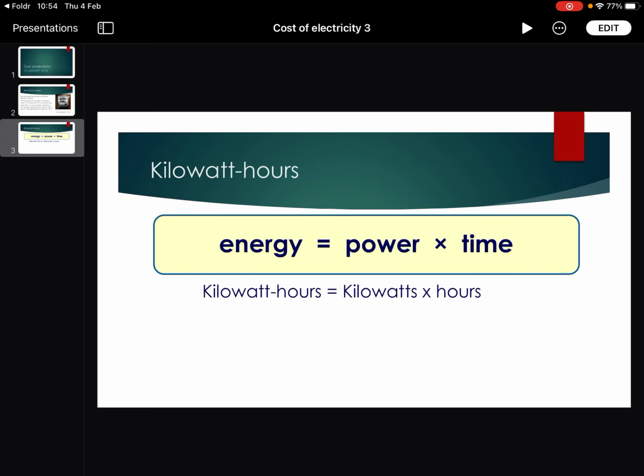So here's our basic equation, but with our new units. Energy is power times time, and in terms of the units, kilowatt hours equals kilowatts times hours.